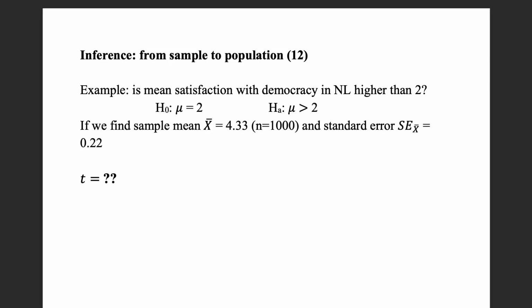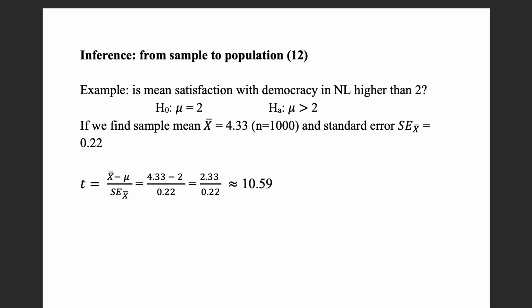Great, you are still awake, you still pay attention. Yes, the t-value is our sample mean minus mu, the population mean under the null hypothesis, divided by the standard error, which in this case is 4.33 minus 2, the population mean under the null hypothesis, divided by 0.22, which works out to 2.33 divided by 0.22, which is roughly 10.59. So now we have the t-value.